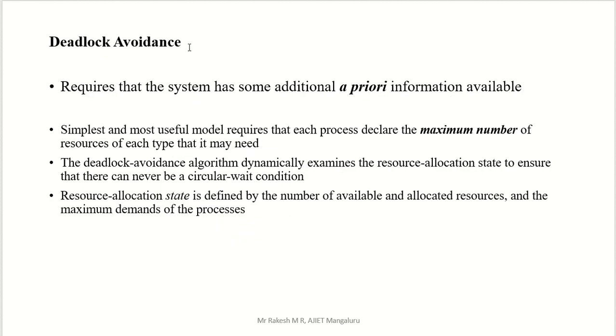We have a concept called deadlock avoidance. It requires that the system has some additional a priori information available. In order to avoid deadlock, we have to know some basic concepts about that deadlock. If you have one resource allocation graph, what are the possibilities? Because for possibilities, that means we have the deadlock concept. You have to get prior information about that deadlock, then we can solve that.